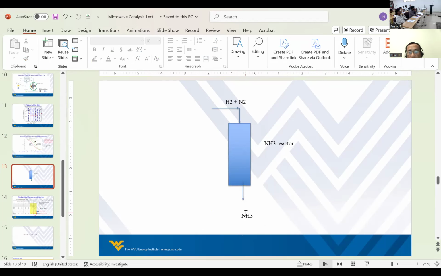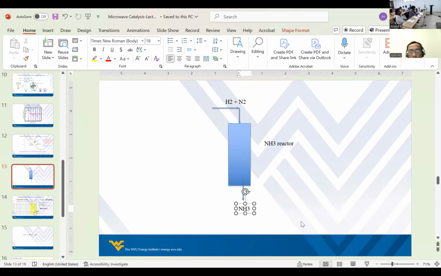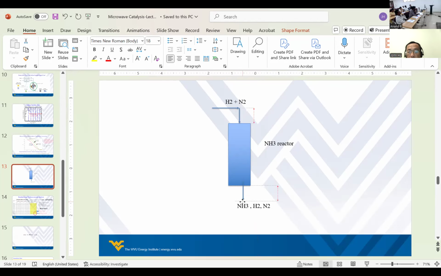So keep in mind when ammonia is coming out, there are the unconverted hydrogen and nitrogen. Because it's in equilibrium control, hydrogen and nitrogen come in, and they never get 100% conversion. So you always have a mixture of ammonia, hydrogen, and nitrogen altogether. That's why you need to go through the separation.